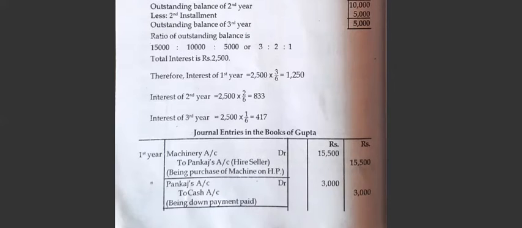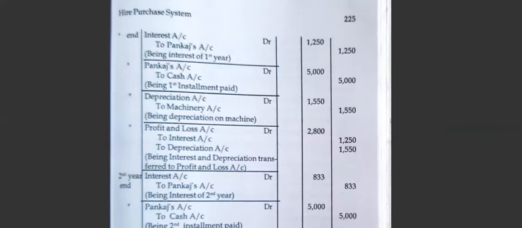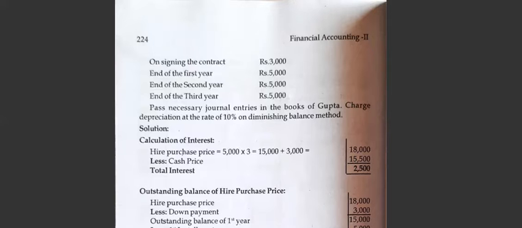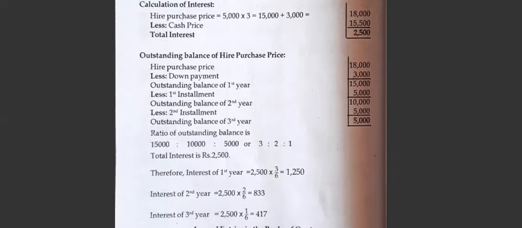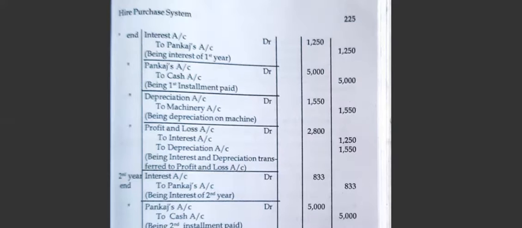Now what you have to do is pass the journal entries. Now how to pass the journal entries, in whose books you have to pass, that you have to check now. Pass the journal entries in the books of Gupta. Now who is Gupta? Just go through. Gupta purchased the machinery, so he is a purchaser. Now in the books of purchaser we have to pass the entry, that is in the books of Gupta.